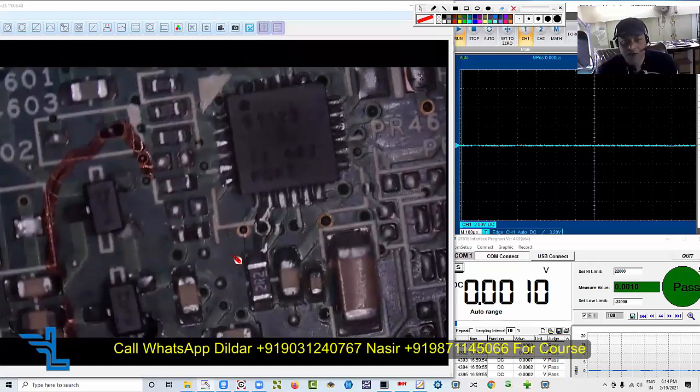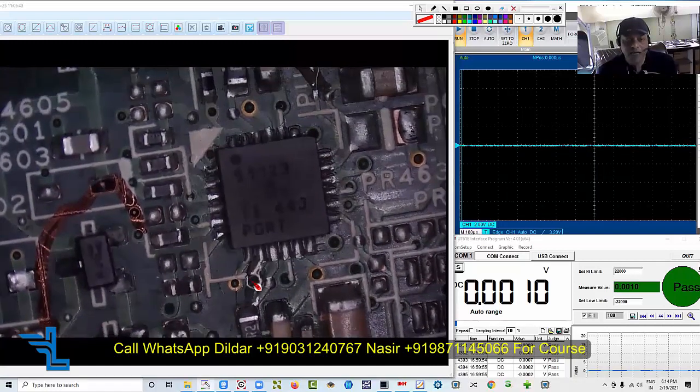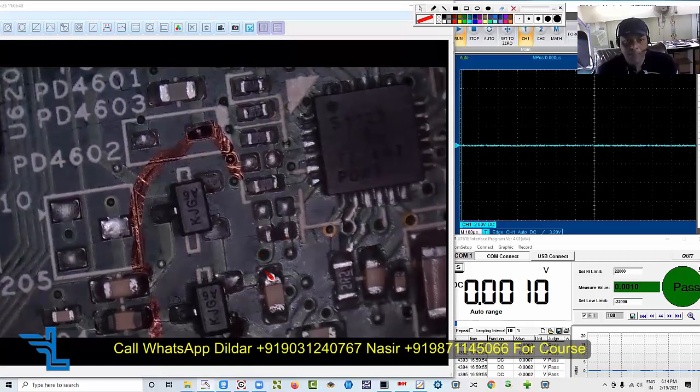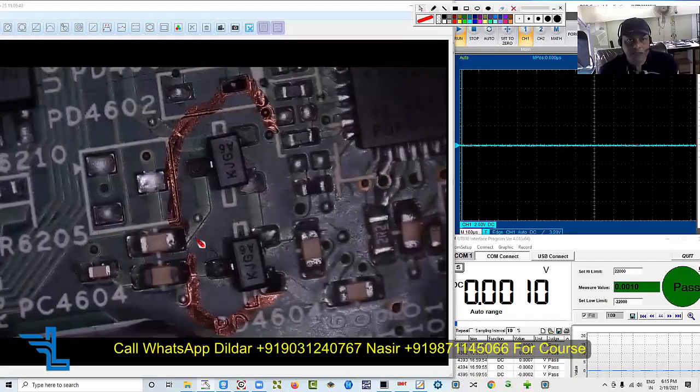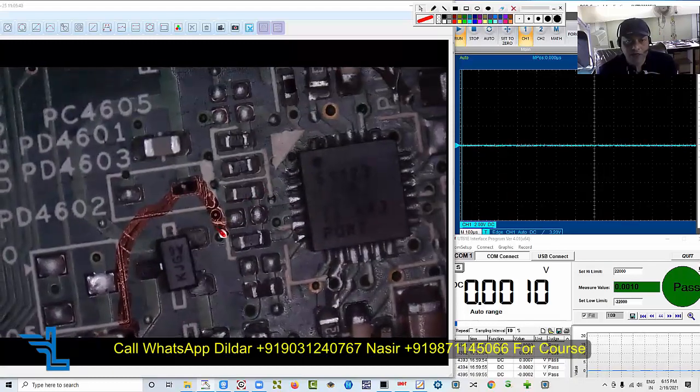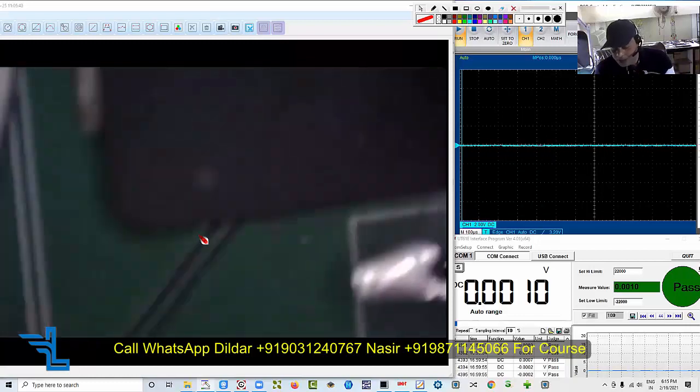Now the situation is that you can see I have tried to make a jumper wire from the 3 volt LDO to the enable. In that way I got the 3.3 and 5 volt, but still it was not turning on. Ultimately I found that these two, the charge pump diode, was having a problem, and I replaced this. It was leaking, and I was not getting the 15 volt charge voltage which is required to be generated on this point, and that was the cause of the problem that stopped the board from turning on.